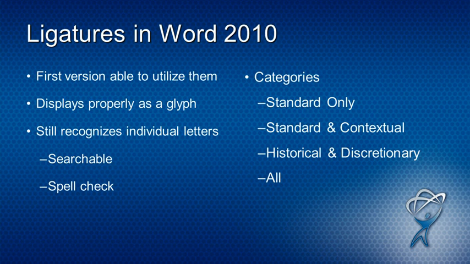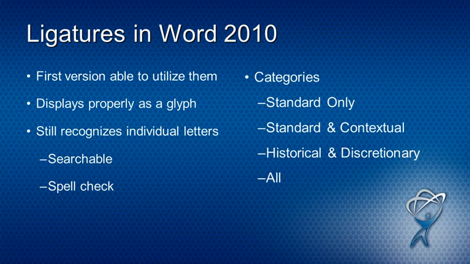Historical and discretionary has historical forms that were once standard but are no longer commonly used and can be used for a period effect or a historical effect. Discretionary are those that the font designer included for specific purposes. We'd probably apply these only to parts of a document, not to the entire document. And then, of course, all are all combinations available for the font and that can be applied to the text. So I think that's enough background for now.